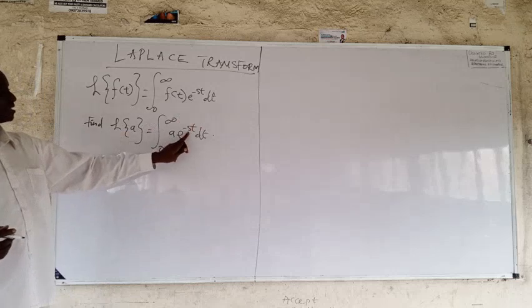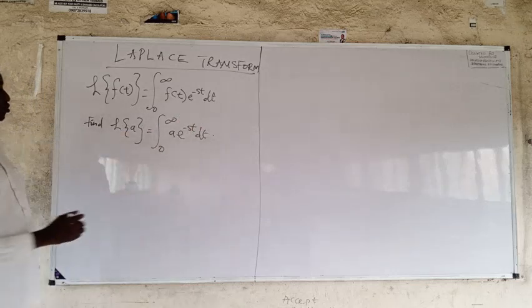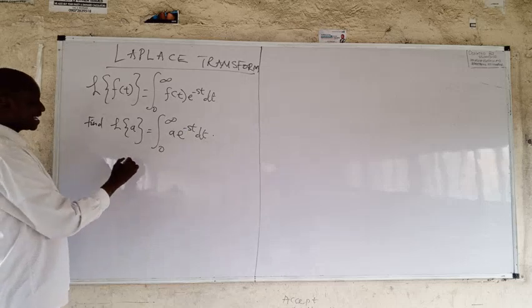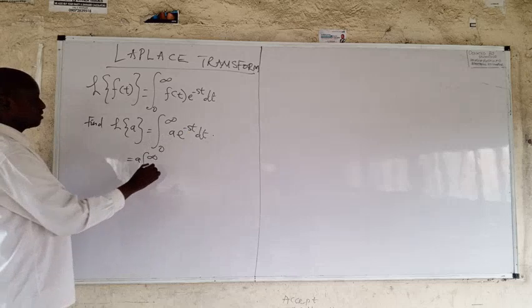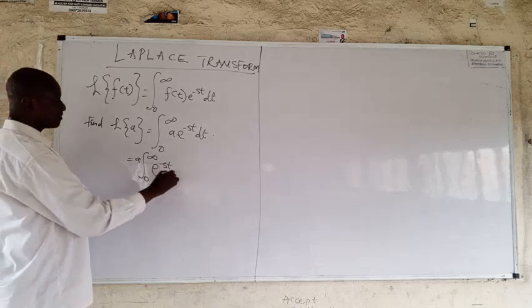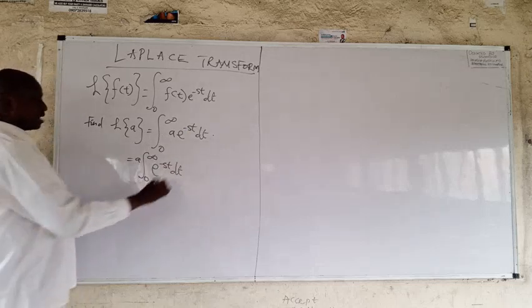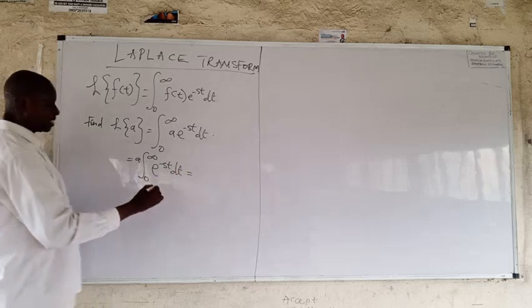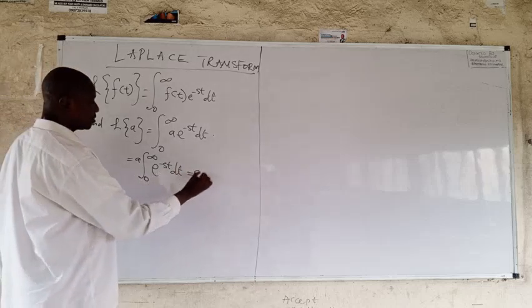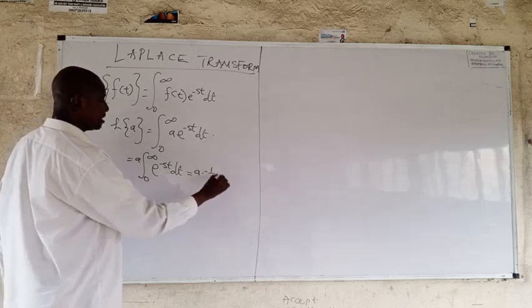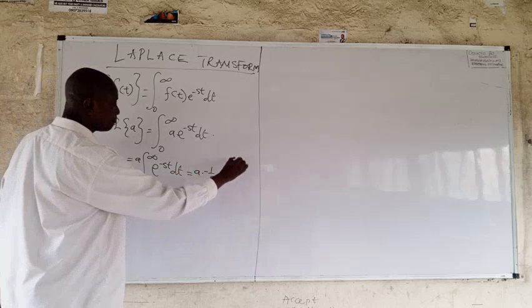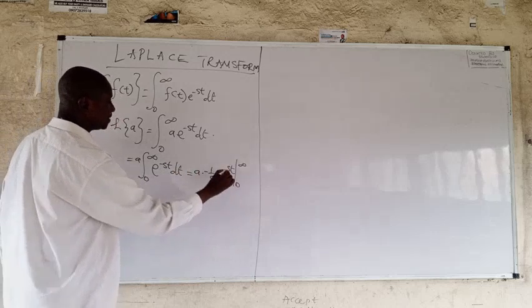This is Laplace. S means Laplace. So since a is a constant, we take it out to get a times the integral 0 to infinity of exponent minus st dt. Our usual integration comes into play to give a times the negative reciprocal of s, times exponent minus st, from the origin to infinity.